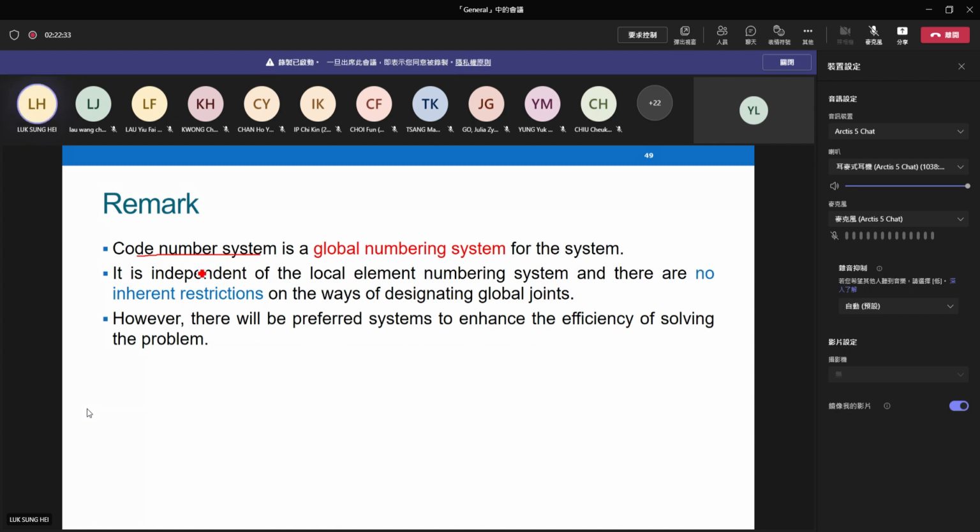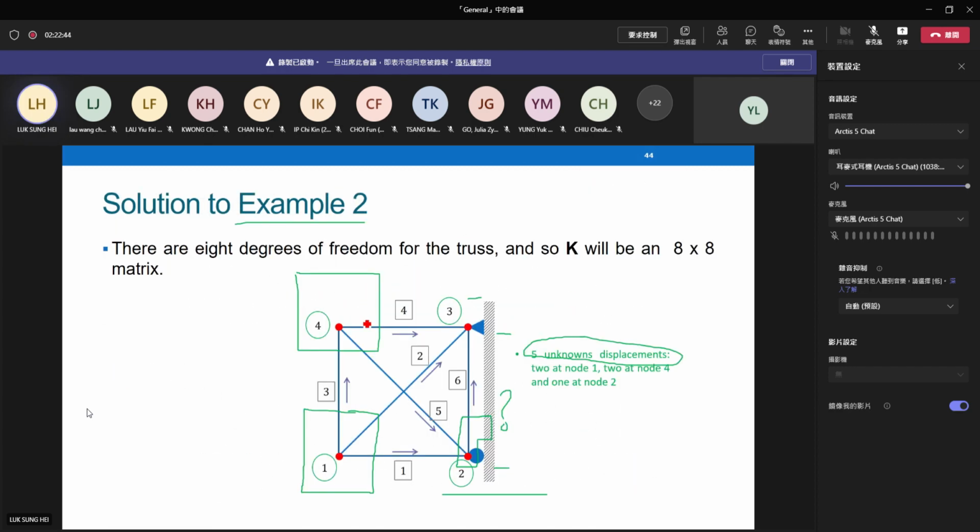The code numbers are independent of the local element numbering system, and there are no inherent restrictions on how to arrange them. That means you can assign the code numbers arbitrarily. You don't need to follow the ones right here. If you have time, I always encourage students to change the code number arrangement using your own method and redo the questions again.